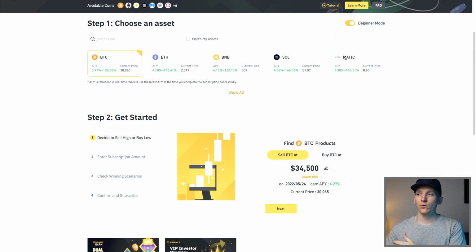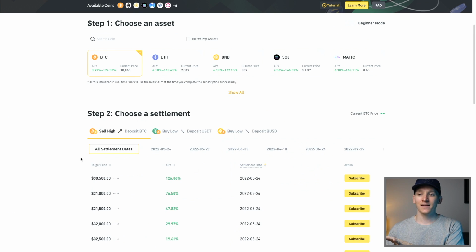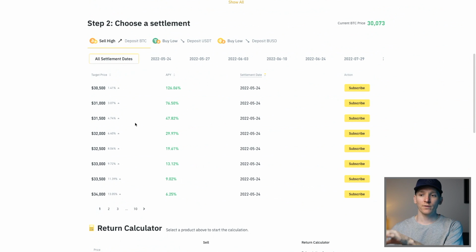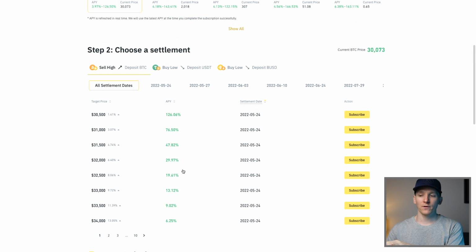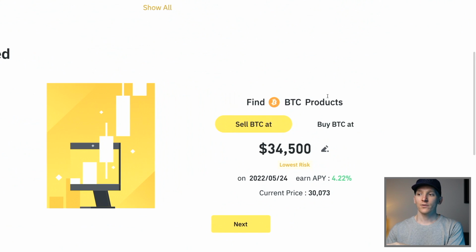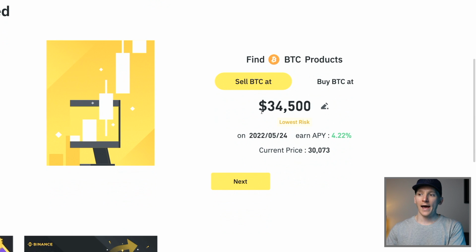Now, if we get into the non-beginner mode, it's exactly the same thing, but obviously we'll go through that in a second. But you can see all these different prices here and the different APYs, and there's reasons for that. But I just want to explain first that essentially if you have Bitcoin and you think the price won't go up, you can earn that yield and keep your Bitcoin. But the risk is that if the price does reach here or above, they will exercise the contract and you will have to sell your Bitcoin to them.